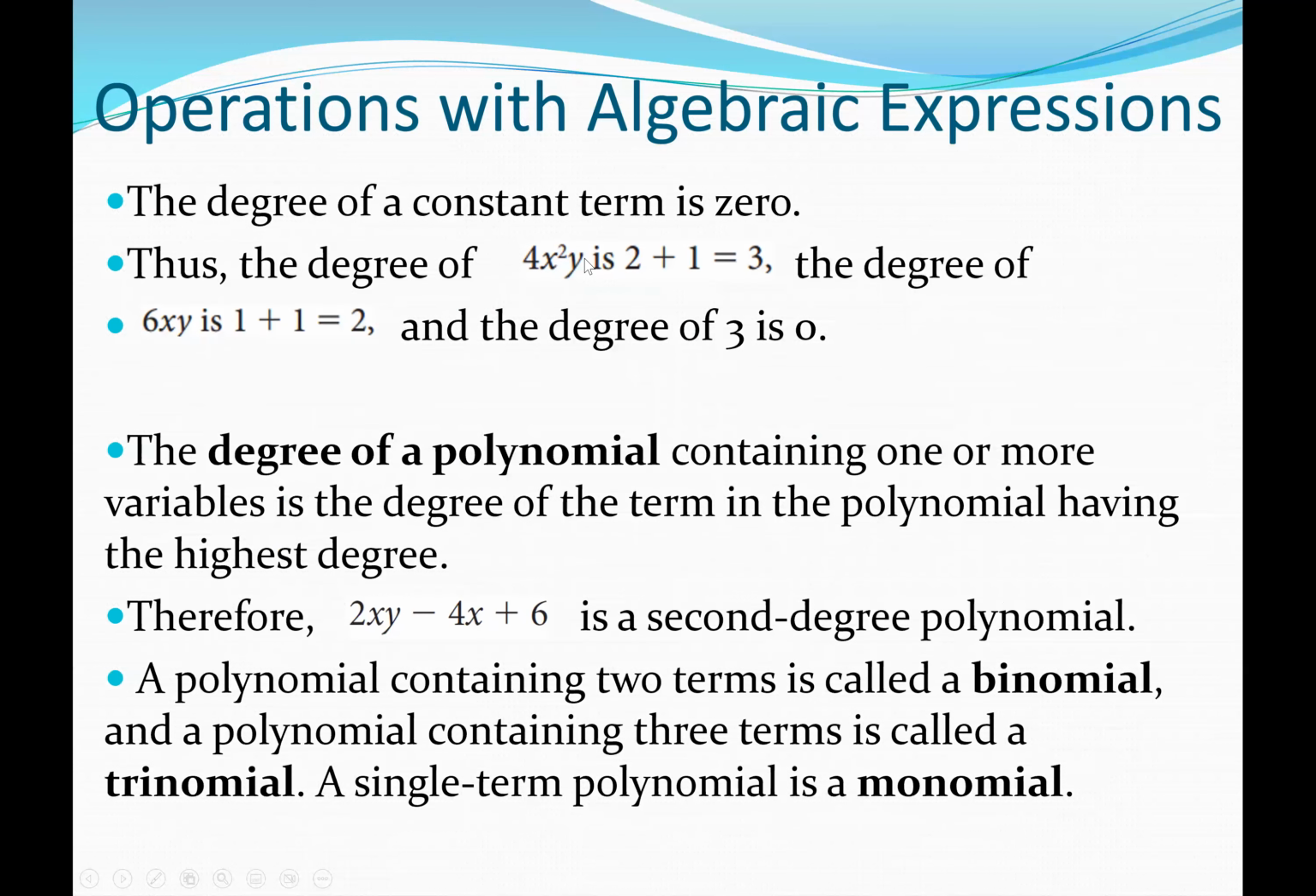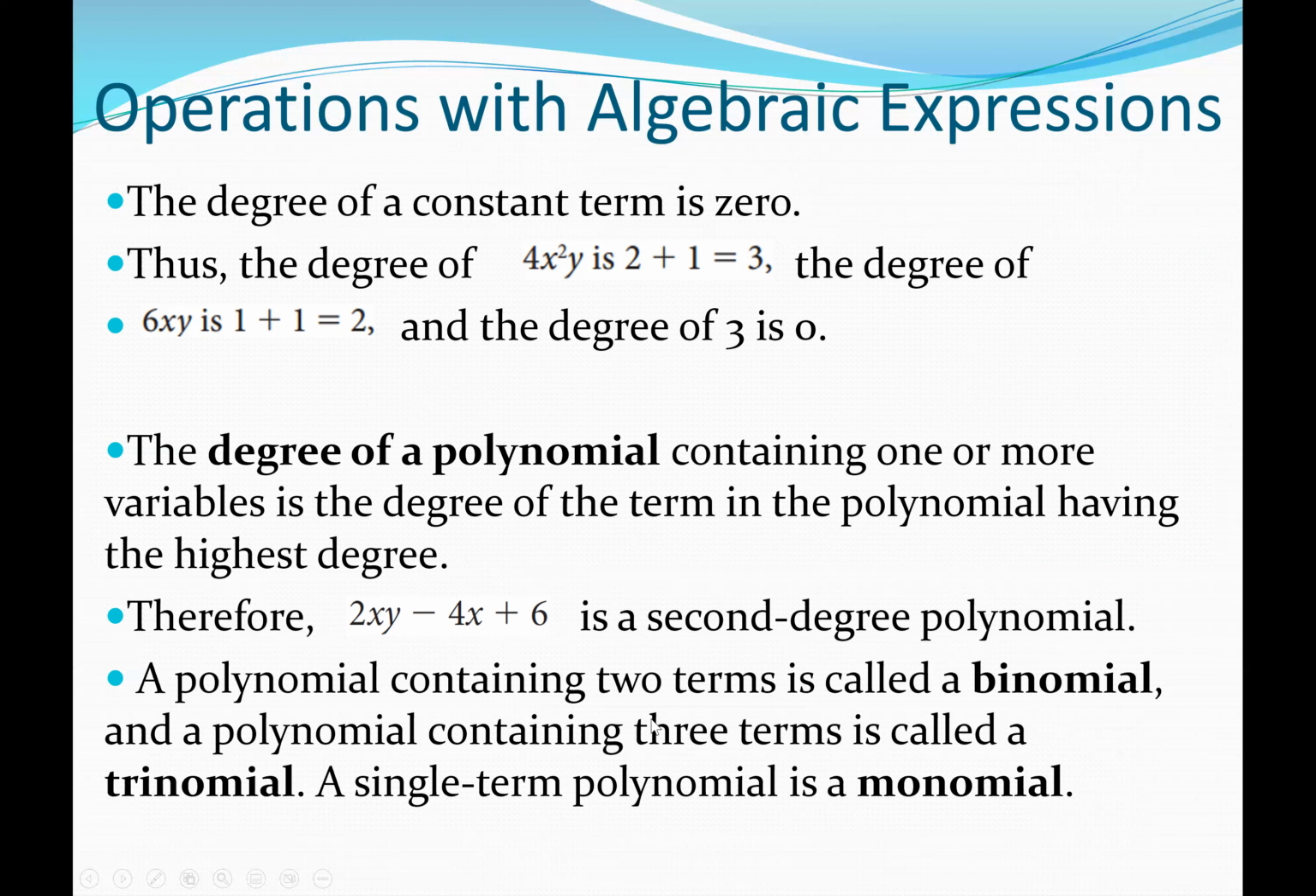Here we have 2 variables, x and y, so we add them. Now, the degree of 6xy is 1 plus 1, because x is raised to the power 1, y also is raised to the power 1. So it will be 1 plus 1, which is 2. So here we say the degree of a polynomial containing 1 or more variables is the degree of the term in the polynomial having the highest degree. Therefore, 2xy minus 4x plus 6 is a second degree polynomial. Why? Because x is 1, y is 1. So 1 plus 1 will be 2. So it's a second degree polynomial.